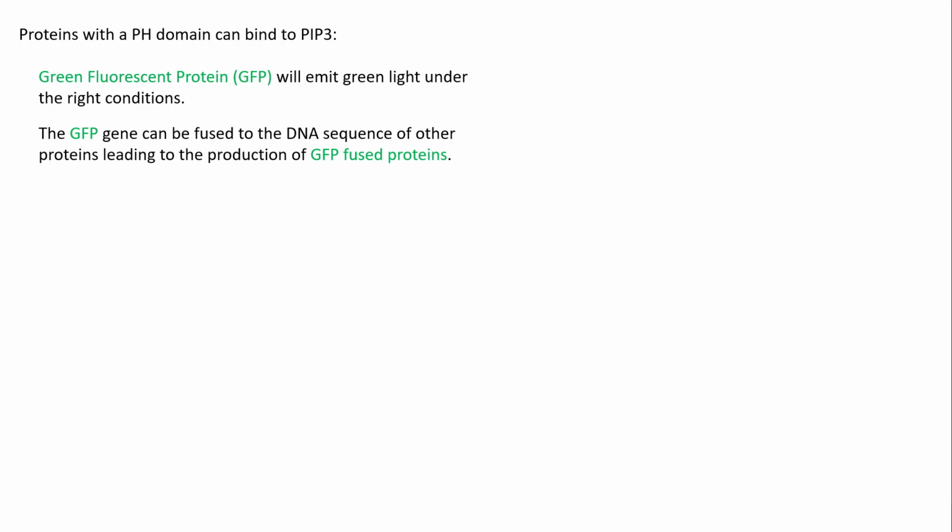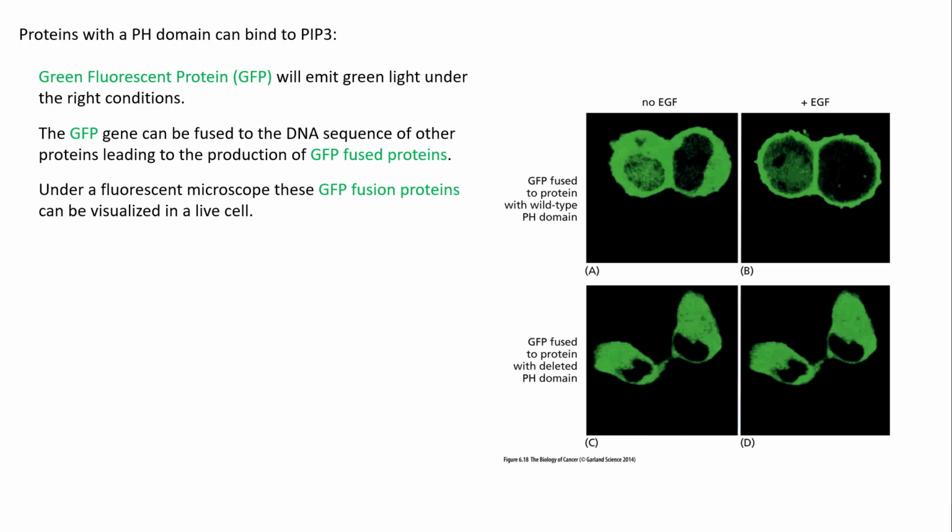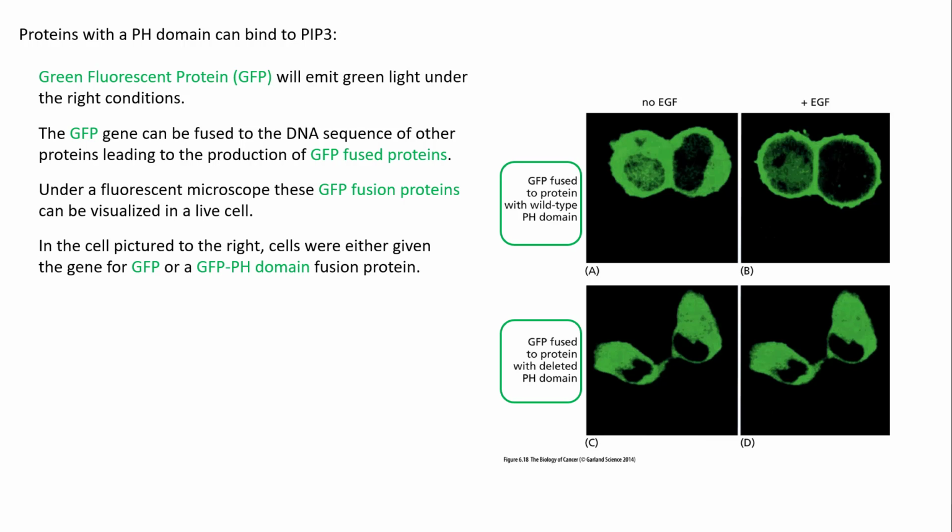Proteins with a PH domain can bind to PIP3. Green fluorescent protein, GFP, will emit green light under the right conditions. The GFP gene can be fused to DNA sequences of other proteins, leading to the production of GFP-fused proteins. Under a fluorescent microscope, these GFP fusion proteins can be visualized in a live cell. In the cell picture to the right, cells were either given the gene for GFP or a GFP PH domain fusion protein. C and D are negative controls because you have a GFP fused to a protein with a deleted PH domain. So essentially the GFP does not have a PH domain.